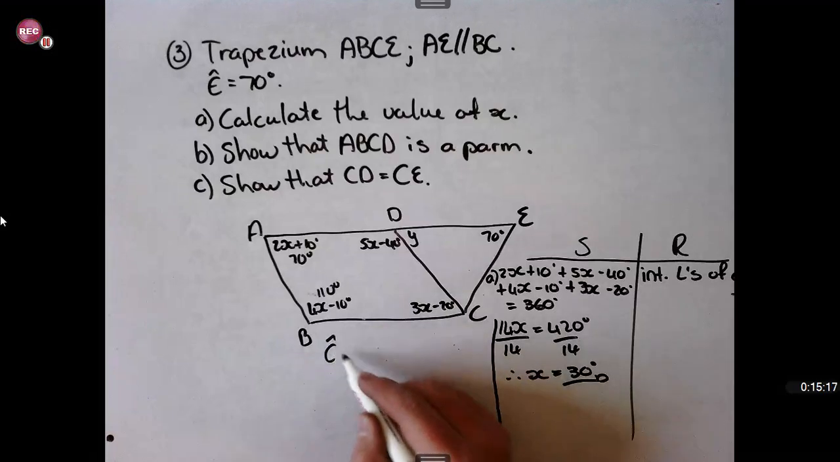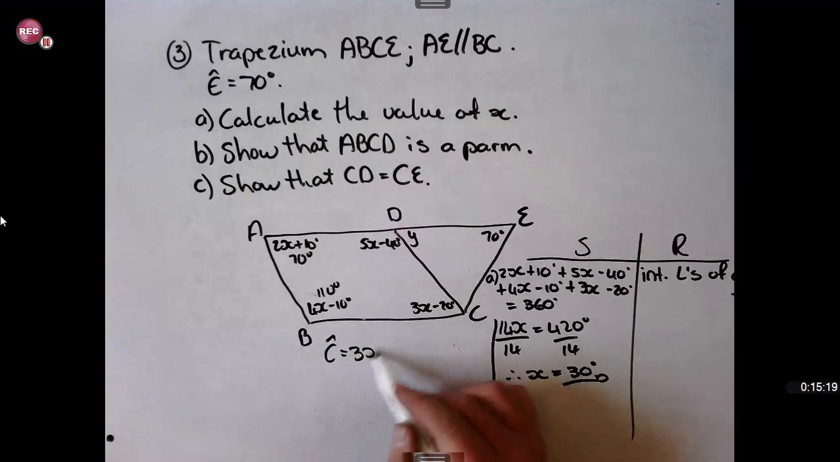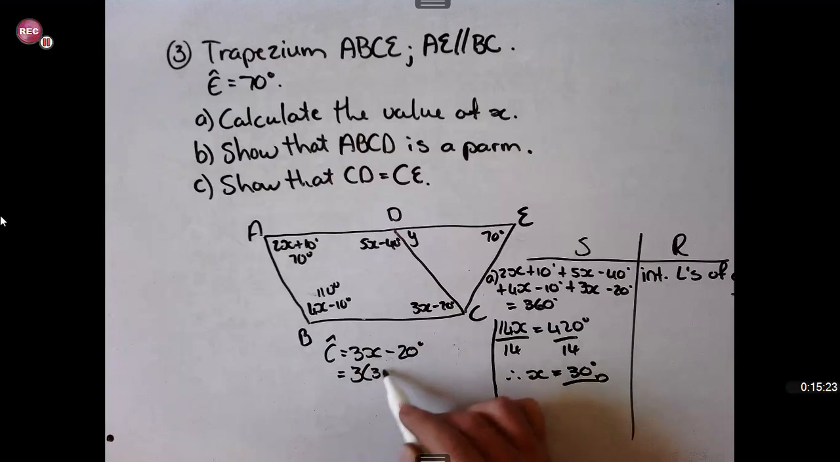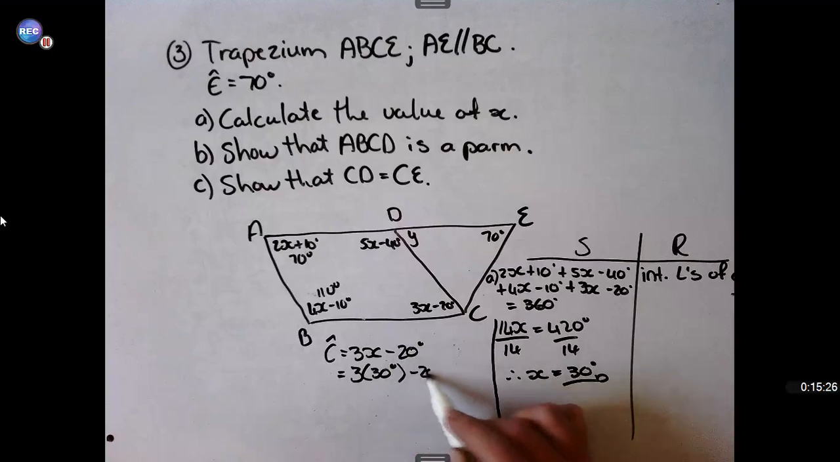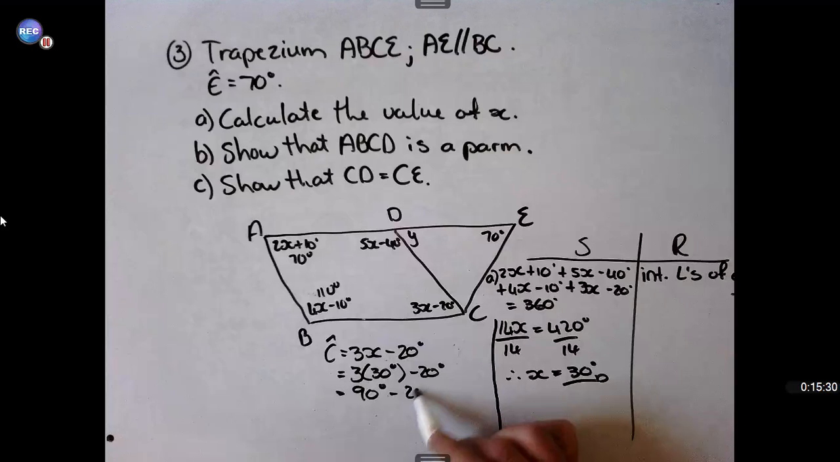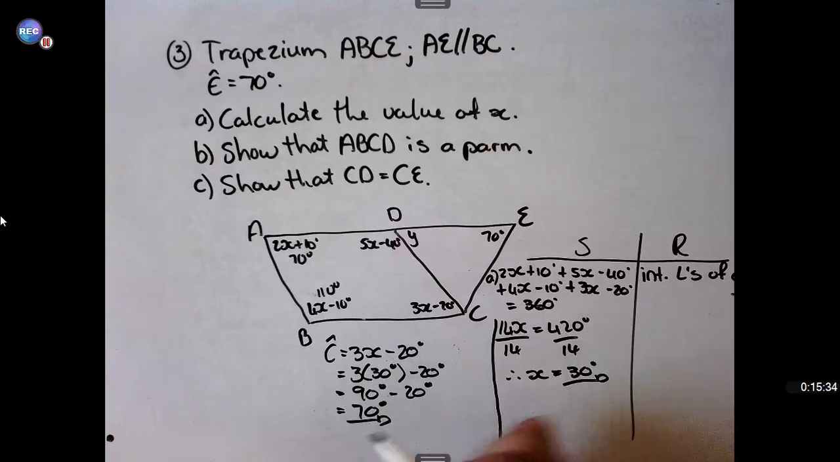For angle C, it is 3x minus 20 degrees. 3 times 30 minus 20, that would be 90 degrees minus 20 degrees. So C is equal to 70 degrees at the end of the day. Now you already need to start picking up something here, and this would be with regards to the properties of your parallelogram. So I'll show you now.